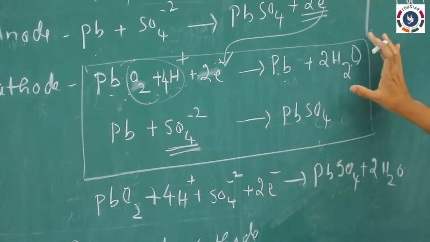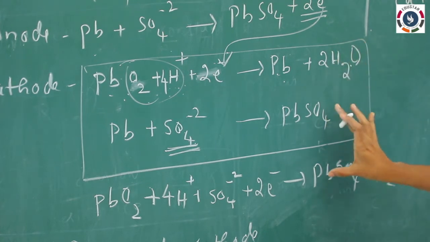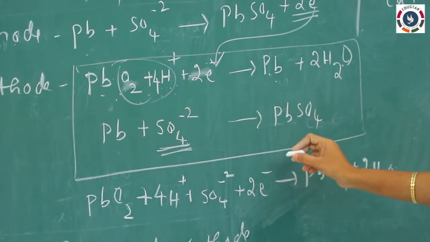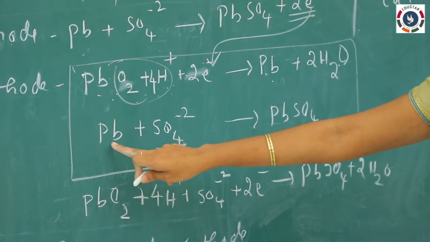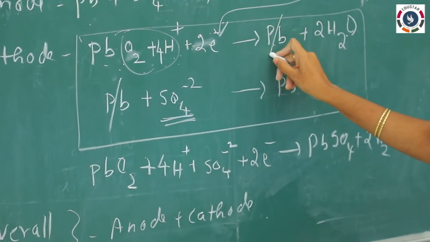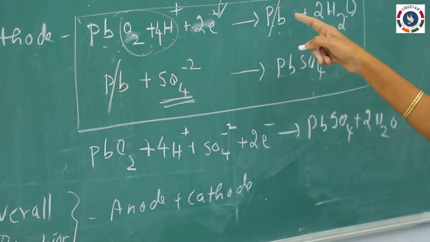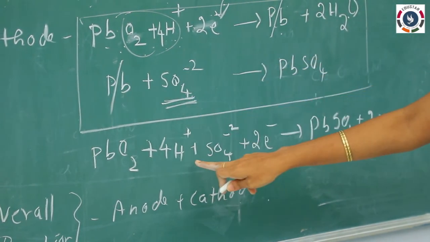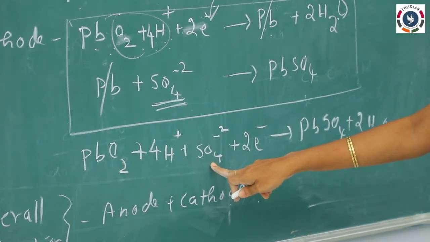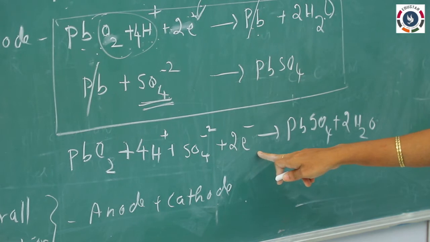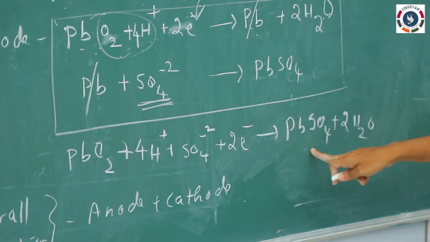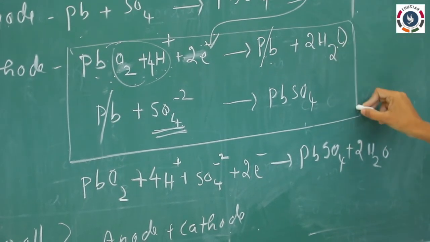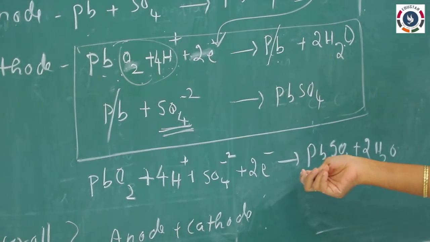Now, to find the overall reaction of the cathode, just add as we added earlier. PbO2, I have written Pb. So, Pb will get cancelled since it is present in both the reactant and product side. 4H plus, SO4 minus 2, I have written, plus 2 electrons, that also I have written, giving PbSO4 plus 2 water. This is the cathode reaction. By adding these two steps I am getting the cathode reaction.